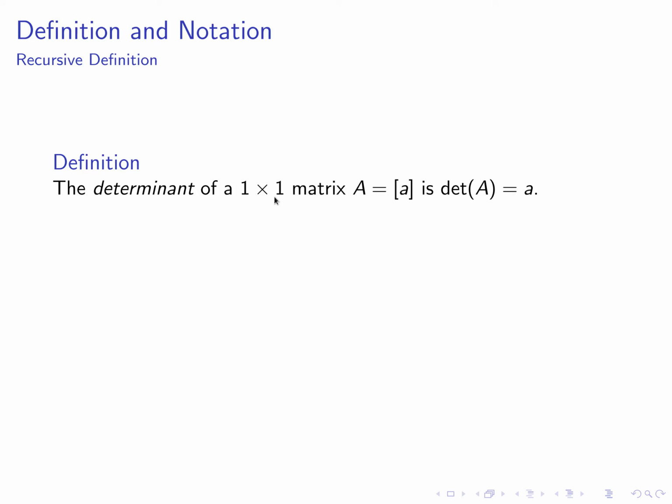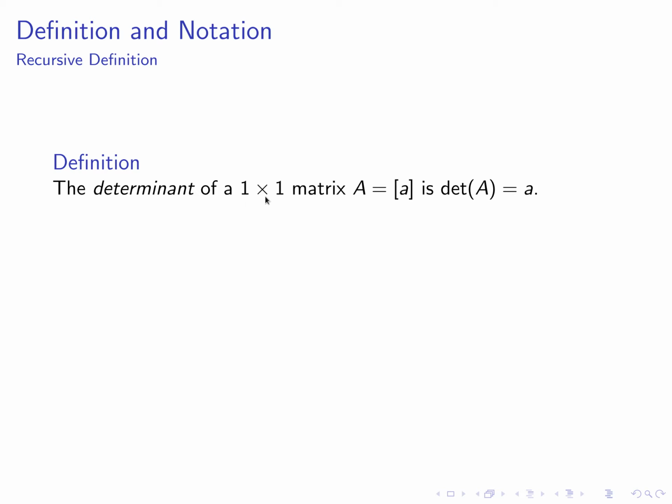Then we will use this definition to define the determinant of a 2 by 2 matrix. Then we will use the definition of a 2 by 2 to define the definition of a 3 by 3. The 3 by 3 definition will be used to define a 4 by 4, and so on. So it all starts with the definition of the determinant of a 1 by 1 matrix.